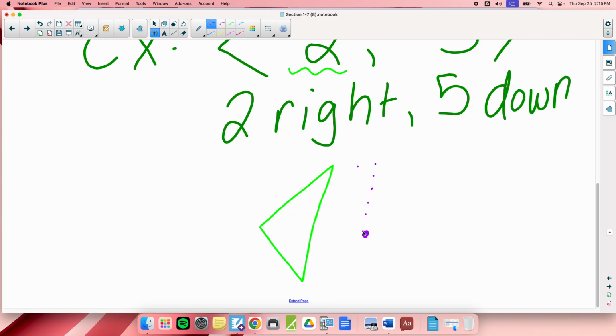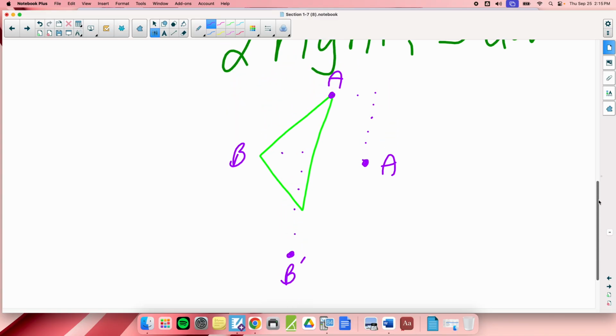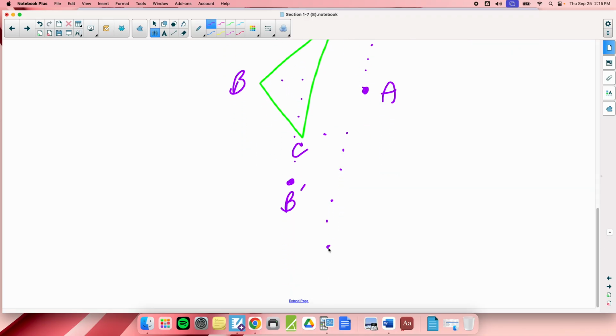Okay, and that would be where this new point goes. Then you would go, say this is your B. Same thing, you'd go over 2 and then down 1, 2, 3, 4, 5, and that would be where your new B prime goes. And then if this was C, same thing, over 2, down 1, 2, 3, 4, 5. And that would be your C prime, and this is your new figure. And it was slid over 2, down 5.